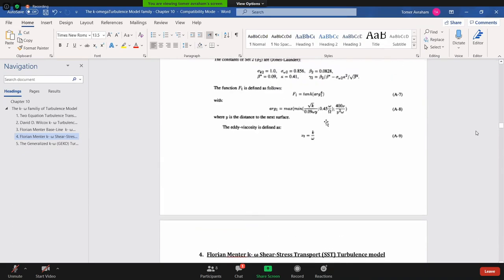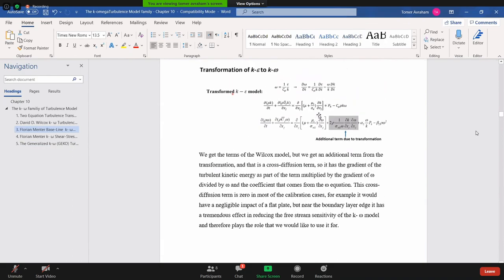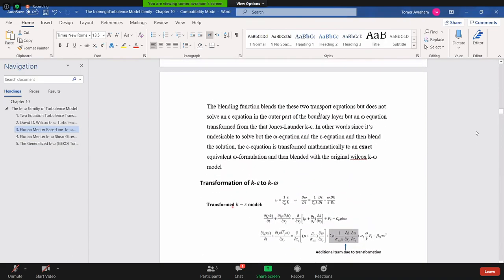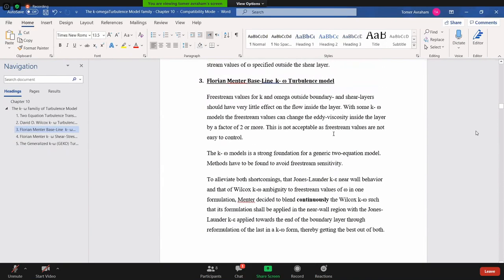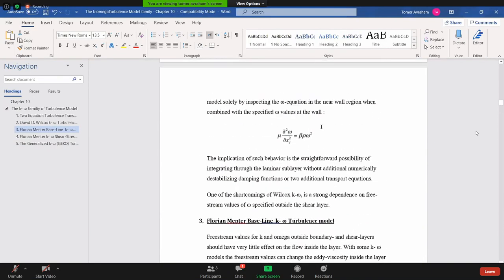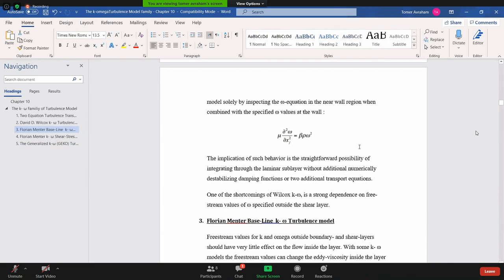Any other questions regarding solvers, regarding discretizations, regarding turbulence models? Any questions regarding LES or something else? Hello, everyone. Yeah, so I have a question. I think it's a very basic question about what's the difference between LES and RANS.